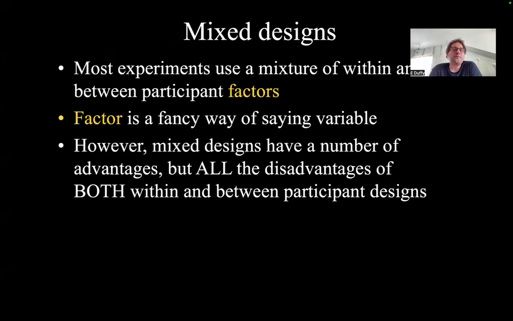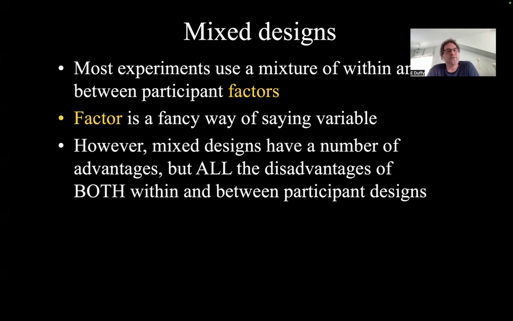Now, most experiments use what we call a mixture of within and between participant factors. So you might study gender as your between subject factor. That's something that you can't randomize. But you might use whether or not they were at rest or exercising as the within subject measure.